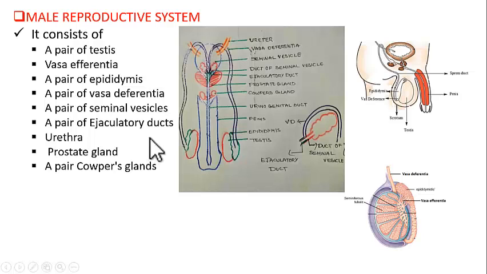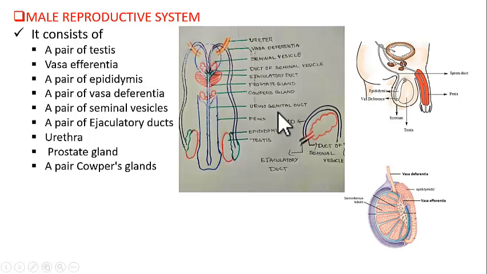Now prostate gland. So where is this gland present? This heart-shaped structure is the prostate gland. This is not a double structure, this is a single structure. So this is prostate gland. Next, a pair of Cowper's glands. So these Cowper's glands are here. The bulb-like structures on either side of this urethra are called Cowper's glands. So these are the main parts of the male reproductive system as given in the textbook.